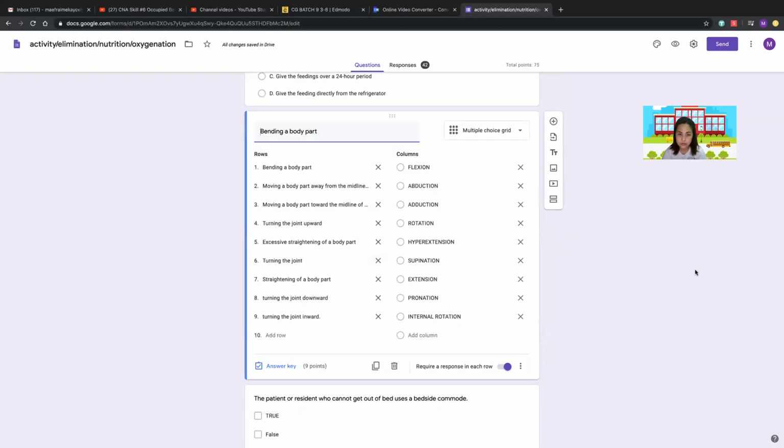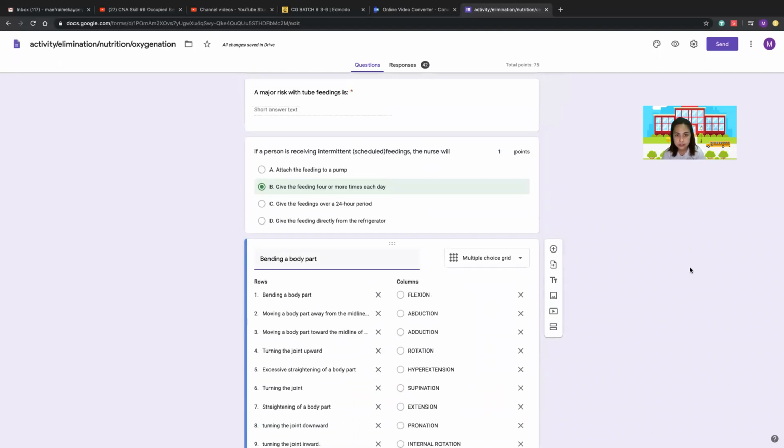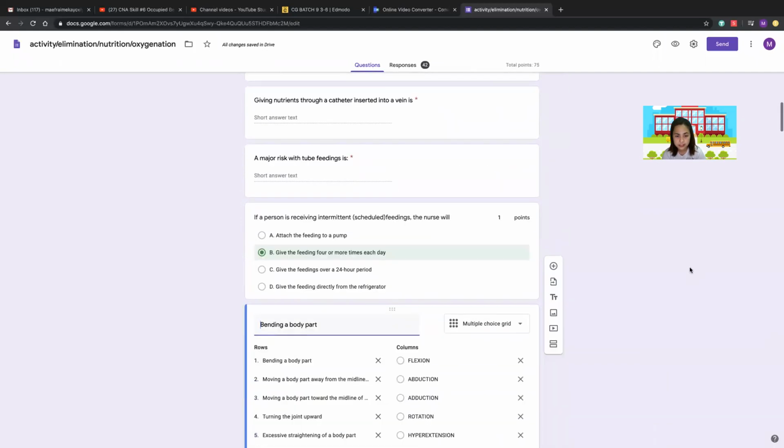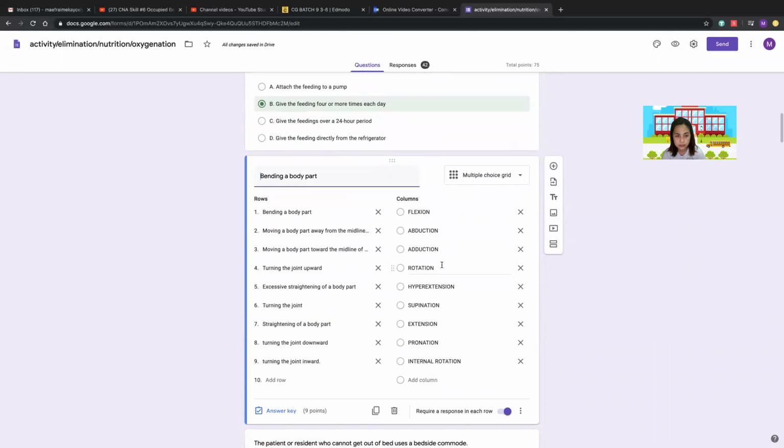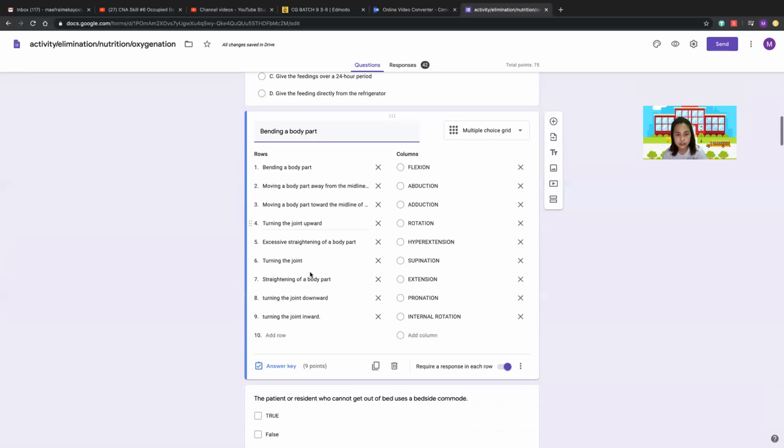Okay. So it's very easy for activity. So bending of the body part, it is flexion. Okay. Moving a body part away from the midline, it is abduction. Towards the midline is adduction. Turning the joint upward.